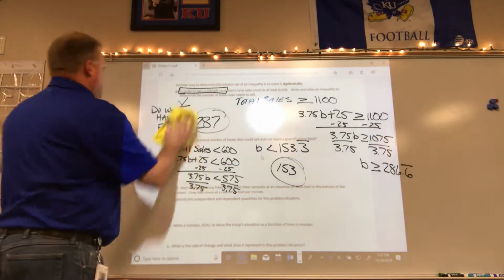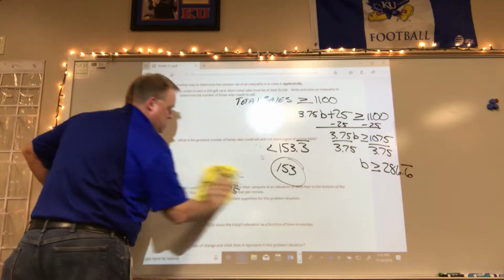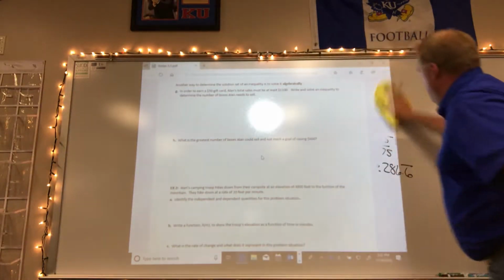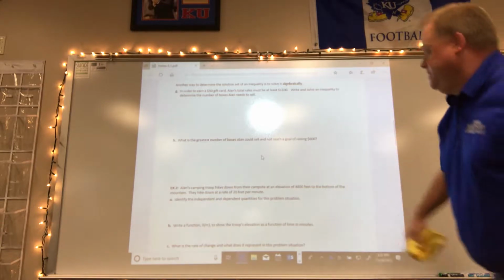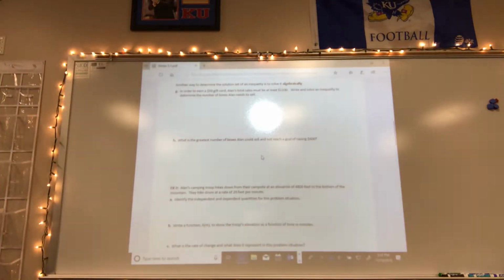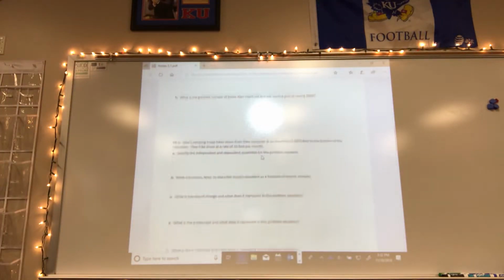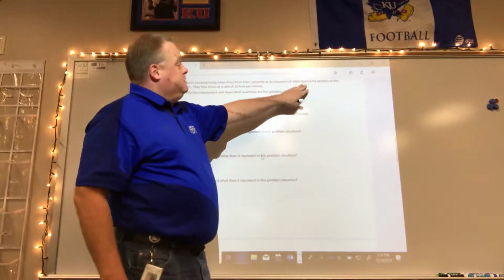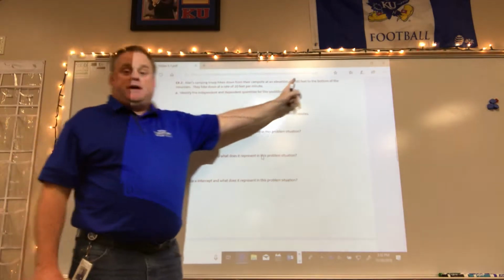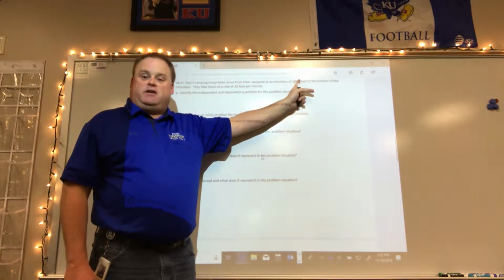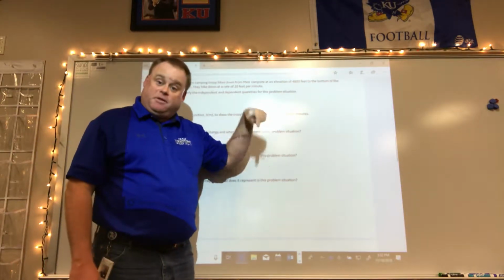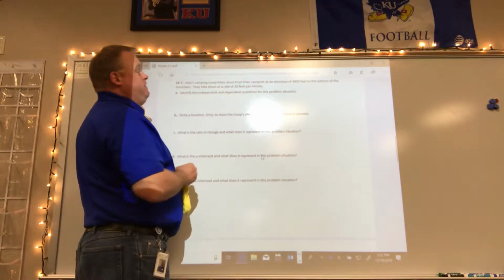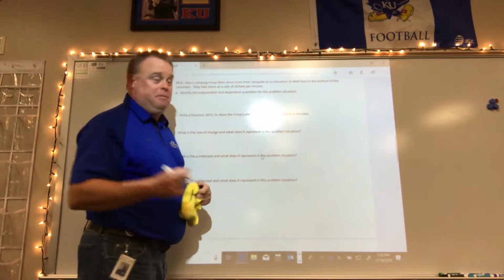All right. Here we go. The next one says, Alan's camping troop hikes down from the campsite at an elevation of 4,800 feet to the bottom of the mountain. So they're up on a mountain of 4,800 feet up in the air. They hike down at a rate of 20 feet per minute.